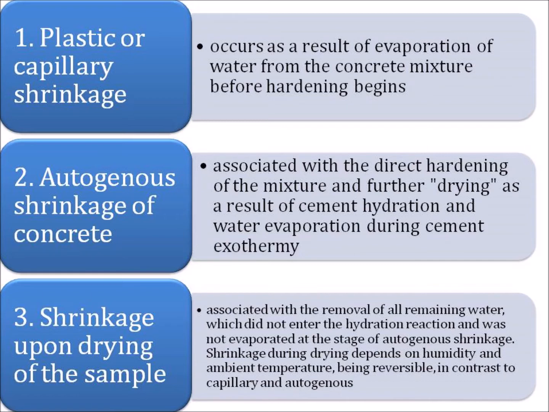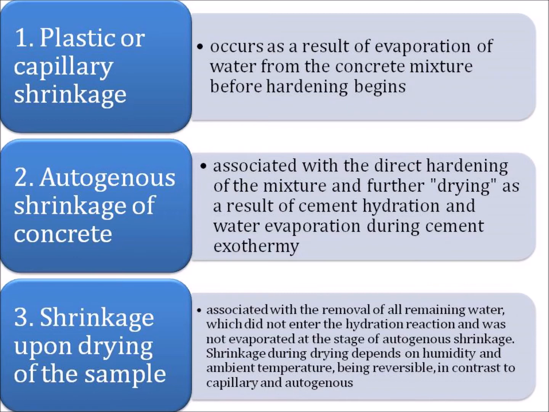Shrinkage of the concrete sample takes place in 3 stages. The first stage is plastic or capillary shrinkage, which occurs as a result of evaporation of water from the concrete mixture before hardening begins. The second stage is autogenous shrinkage of concrete. It is associated with the direct hardening of the mixture and the further drying as a result of cement hydration and water evaporation during cement exothermy.